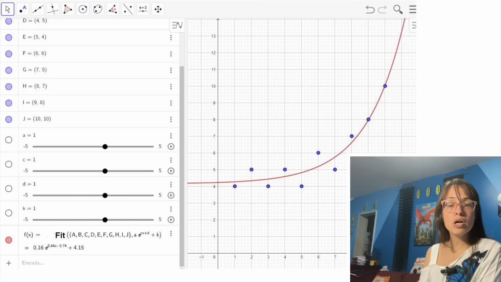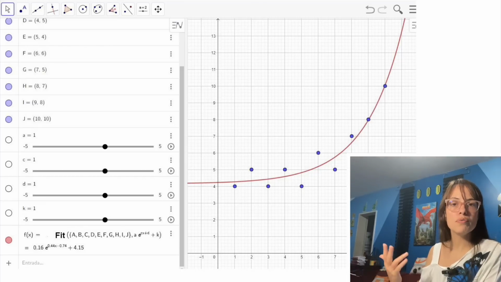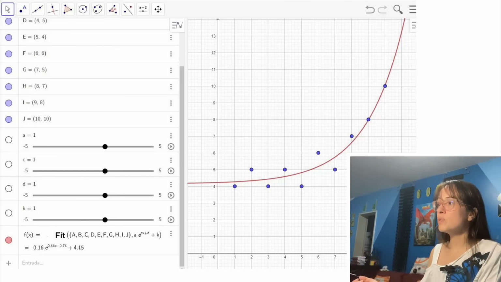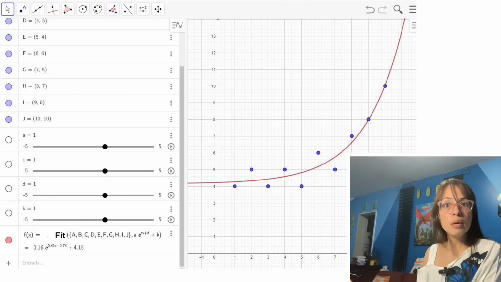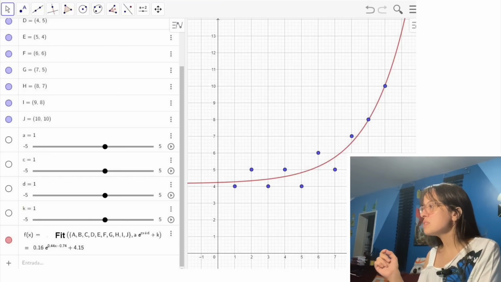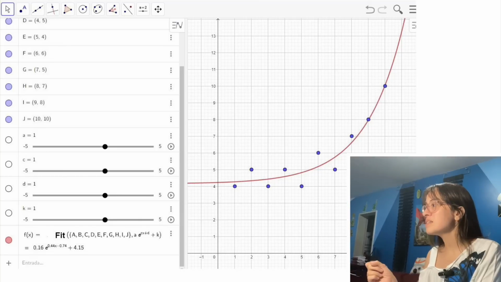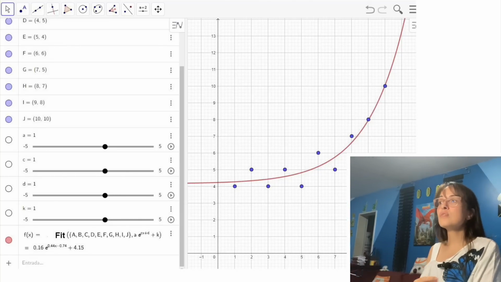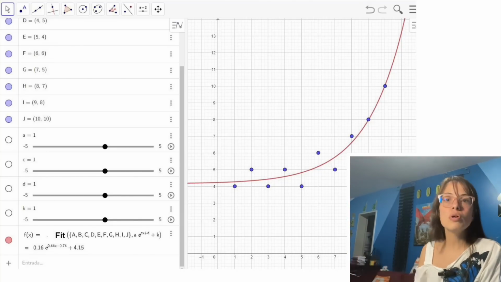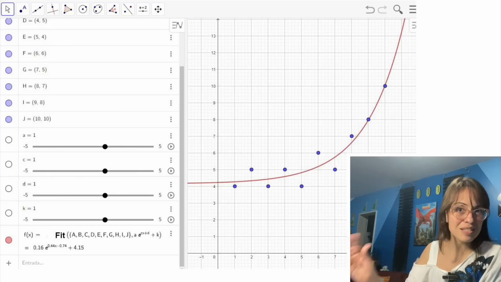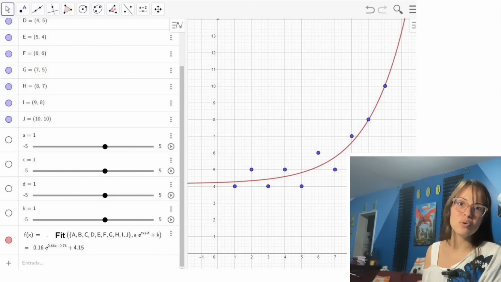I had 4 constants because those are all of the translations and stretches, right? I have a vertical and a horizontal translation, a vertical and a horizontal stretch, and he came up with this function. It's 0.16 e to the power of 0.44x minus 0.74, plus 4.15. Look how well it fits the data. This is the one that we had been looking for all along.